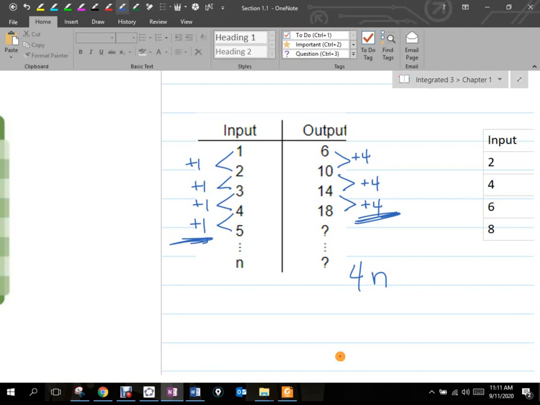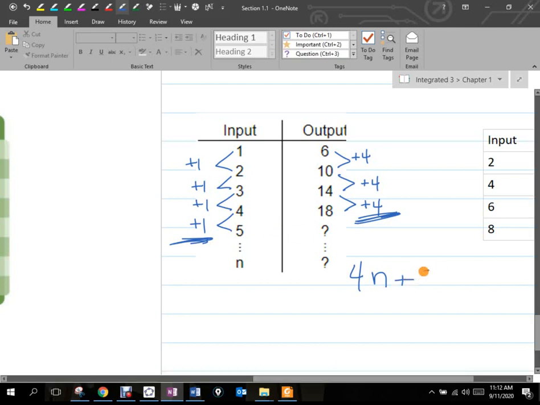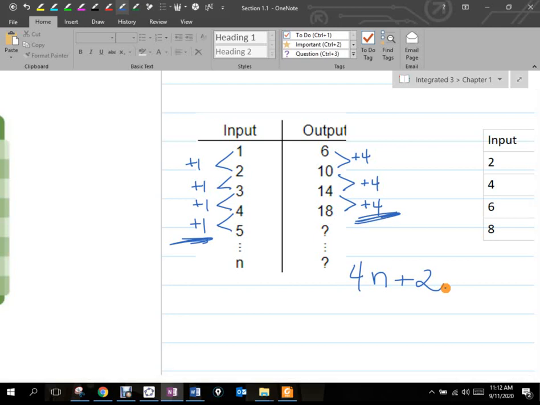But that's not my rule, because I take my input of 1 and multiply it by 4, and it doesn't give me the 6 I need, right? So if I go 1 times 4, I get 4. What do I need to do to get to 6? Plus 2, right? So I think I can amend my rule a little bit and see if it's 4n plus 2. Now I'm just going to check to see if that generates the other output.